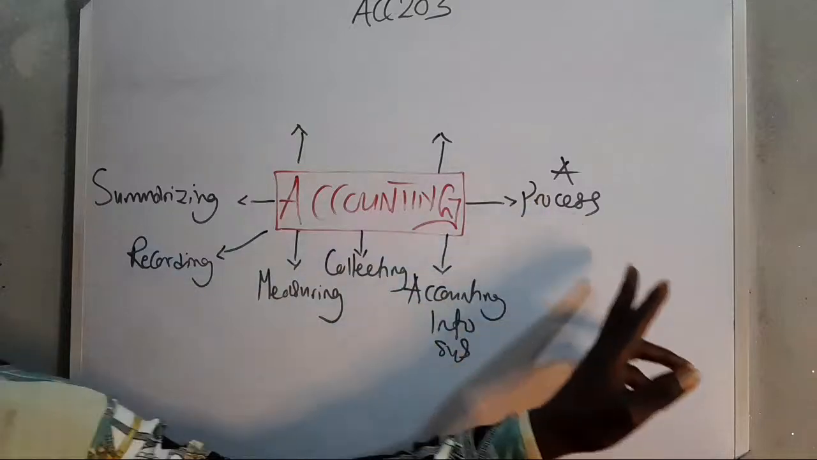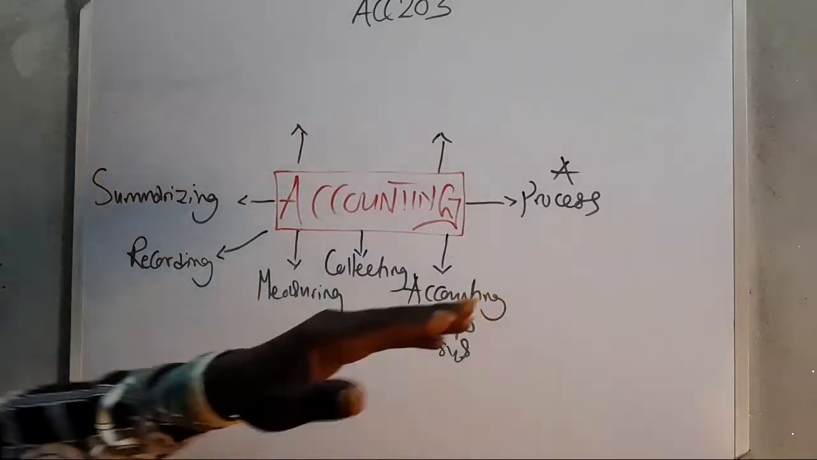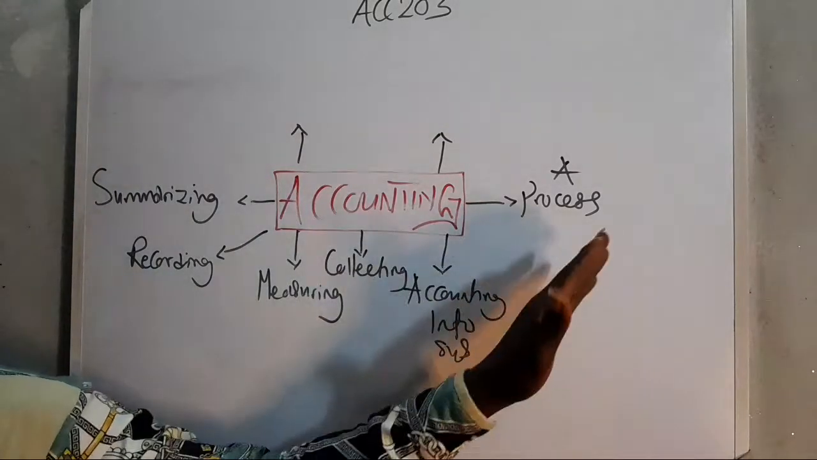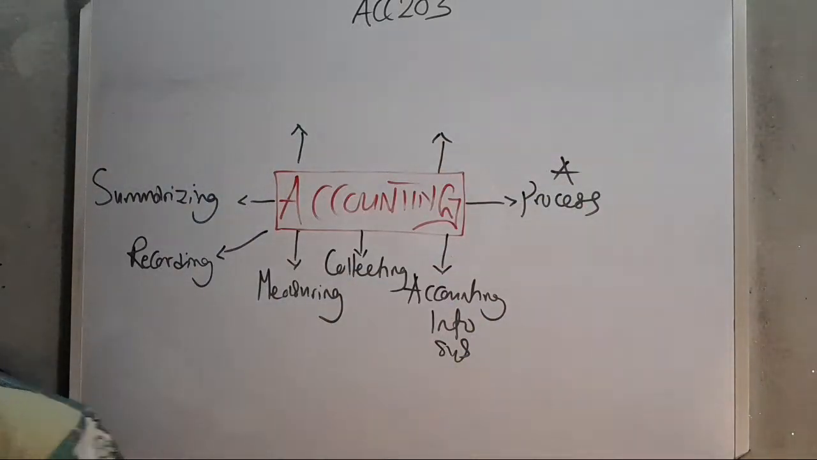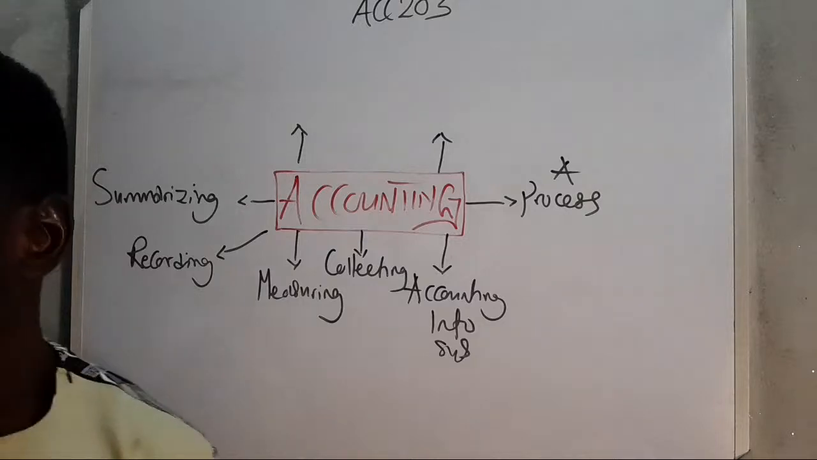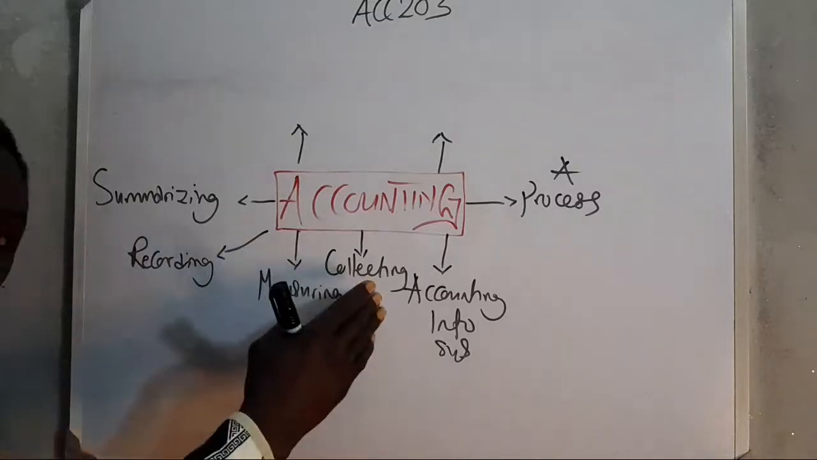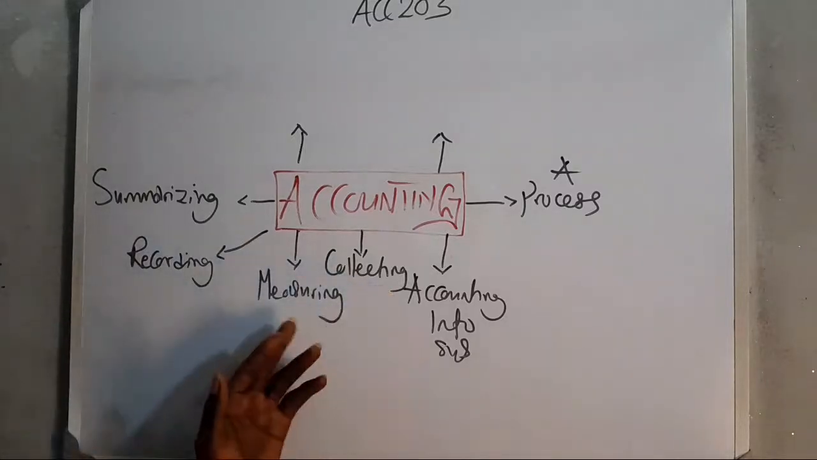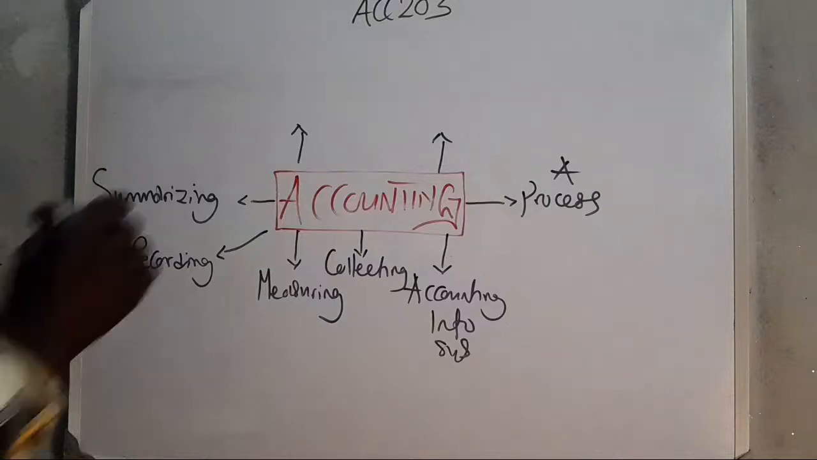Now, it's a process. It's a process that involves the design of, operating an efficient accounting information system. And why we need this efficient, functional and effective accounting system is because we want to collect. As soon as we collect, we measure. As soon as we measure, we record. As soon as you record, you summarize. Then you can analyze.